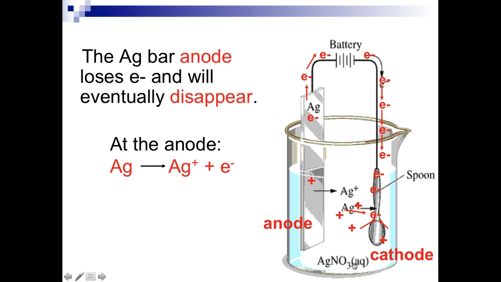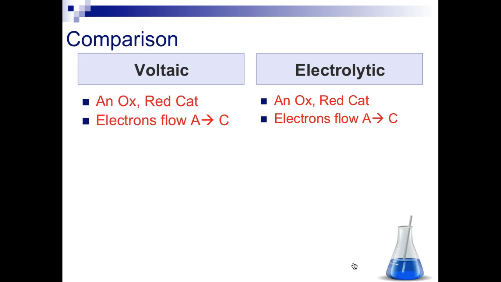So at the anode, your half reaction looks like this. You have Ag solid go into Ag plus, releasing electrons. At the cathode, you have the opposite happening. You have Ag plus gaining that electron and becoming Ag.